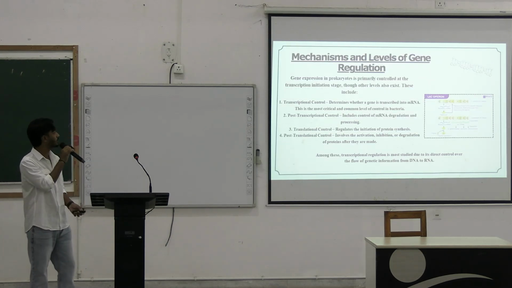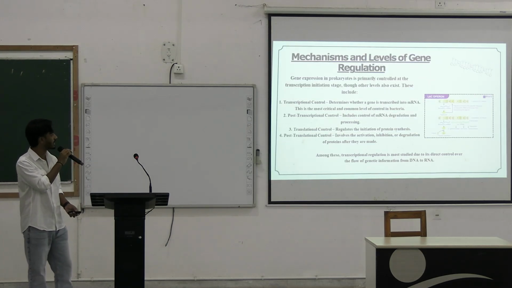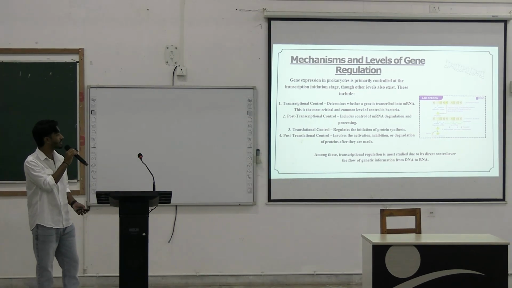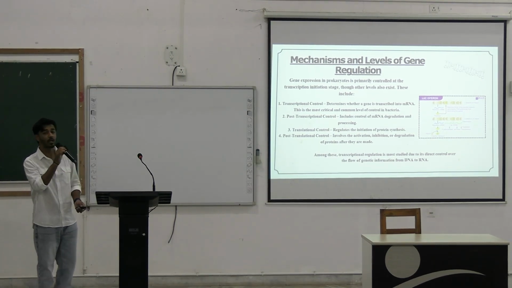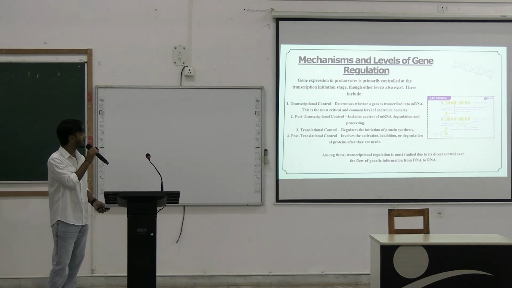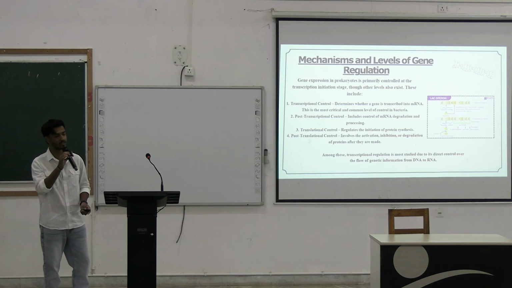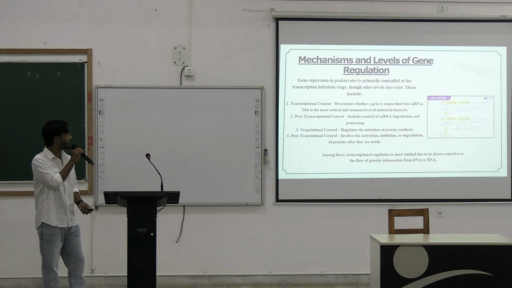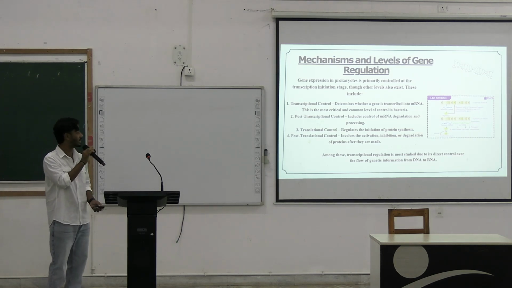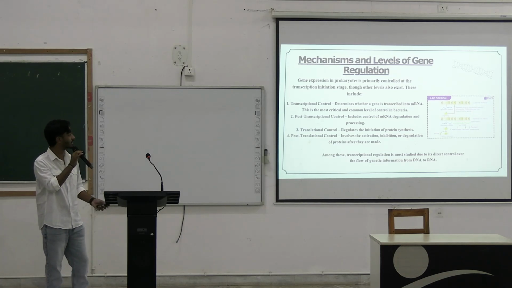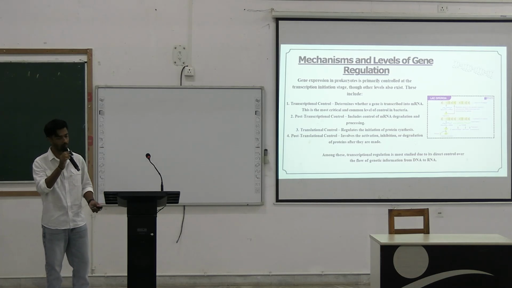Then we'll come to the mechanisms and levels of gene regulation. Gene expression in prokaryotes is primarily controlled at the transcription initiation stage, though other levels also exist, namely transcription control, post-transcription control, translational control, and post-translational control. Transcription control is the most efficient and critical level of control in bacteria. This determines whether a gene will be transcribed into mRNA at all or not.